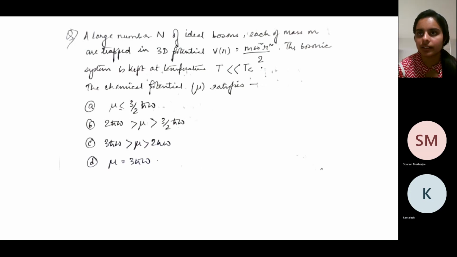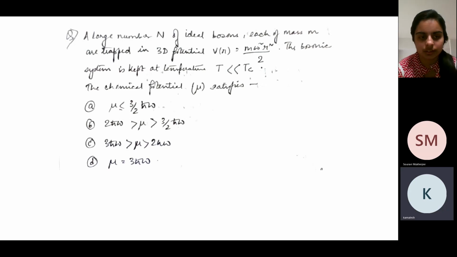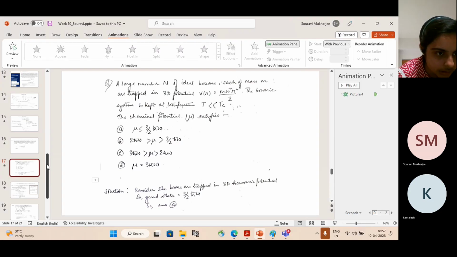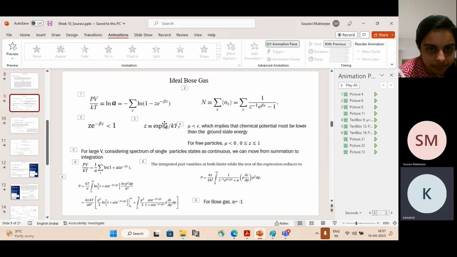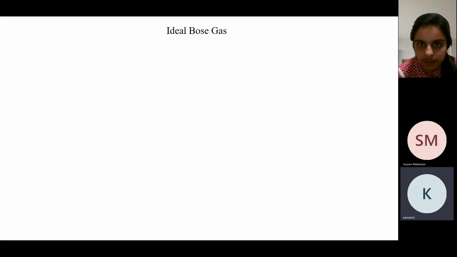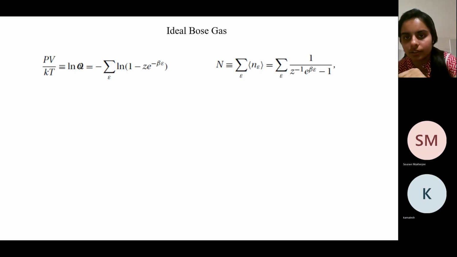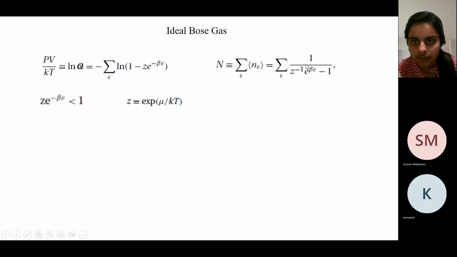Now, for this to be finite, what should be the condition? z inverse e to the power beta E should be greater than 1, right? Yes, ma'am. Greater than 1. I'll show you. If you look at this expression here, this is called the mean occupation number. For this to be finite, z e to the power minus beta E should be less than 1.